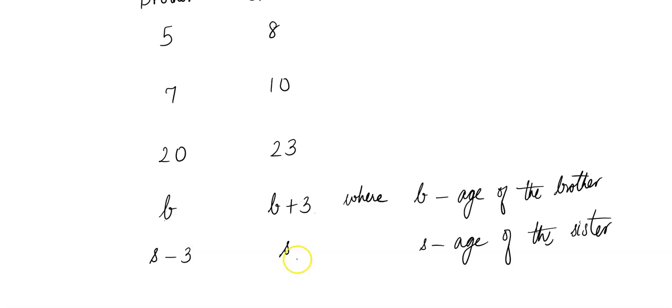So now think about this. When S is 23, the brother will be S minus 3, 23 minus 3, which is 20. When S is 10, the brother will be 10 minus 3, which is 7, and so on. So you see how beautifully the play of variables comes in, right?